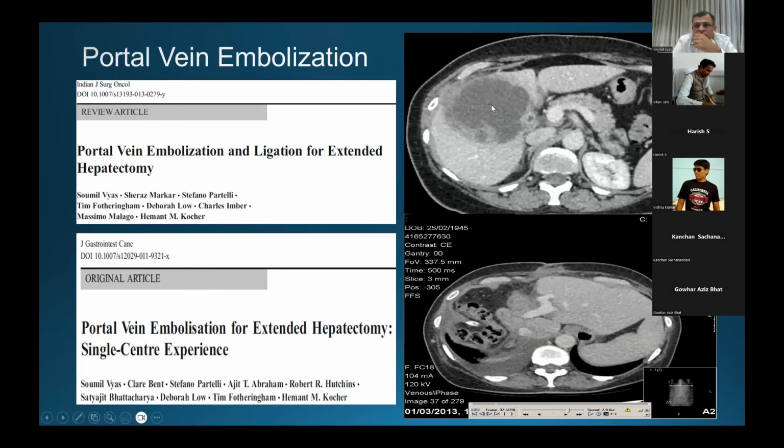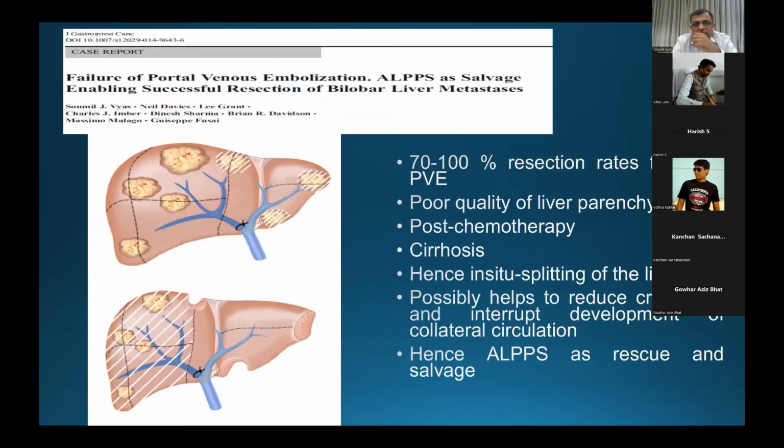Particularly for a very large tumor like this, this patient had a very large tumor, occupied most of the right lobe and went into segment 4. You can see the left lateral segment was very small. This patient had a right-sided portal vein embolization. And then you see there was a marked increase in the left lateral segment before this patient underwent a right hepatectomy.